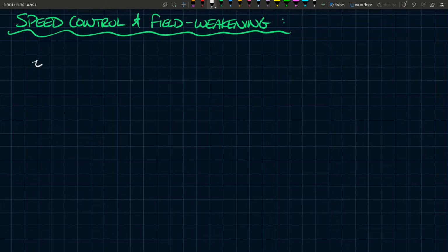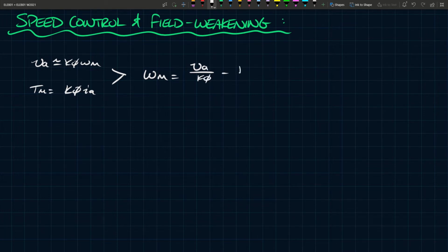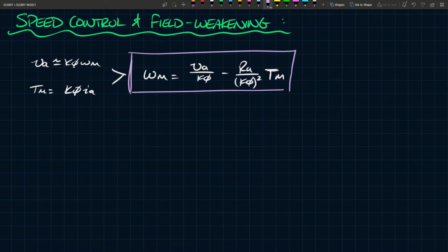If you recall from that video, we said that the steady state conditions were such that VA is approximately equal to K phi omega m, and Tm, the torque, is equal to K phi Ia. If you combine these two, you get an expression which says omega m is equal to VA over K phi minus Ra over K phi squared Tm. And this is the torque speed characteristic of the separately excited DC machine, the circuit that we saw in the previous video.